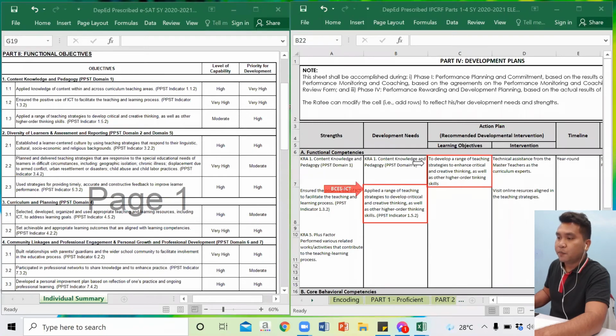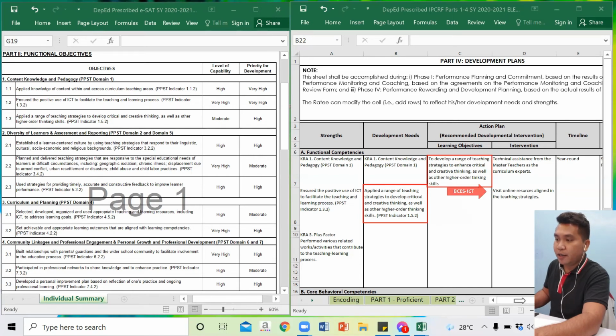So you just use a word like develop or anything that would describe your action plan for the next RPMS cycle. Then intervention. How will you put an intervention to your objective, to your plan? Actually, this is technical assistance from the master teachers as the curriculum experts, since I am focusing now on my teaching strategies. The next intervention is to visit online resources aligned with the teaching strategies. But you can put here as many as you can because this is your development plan.